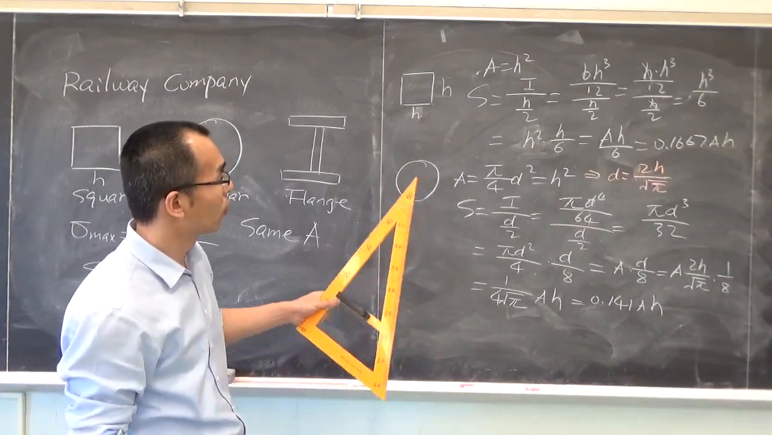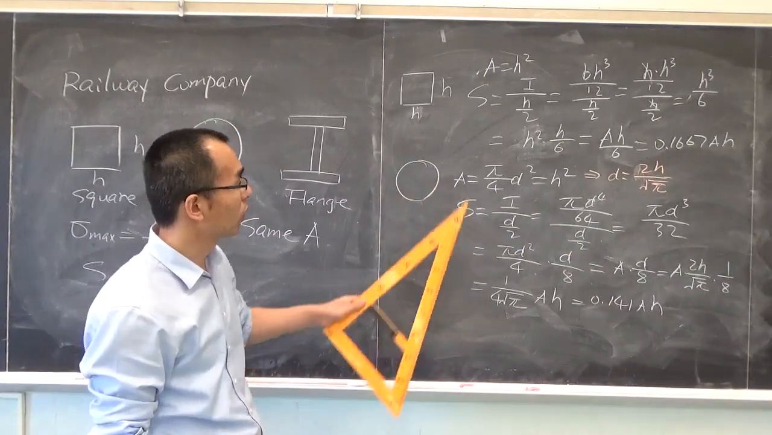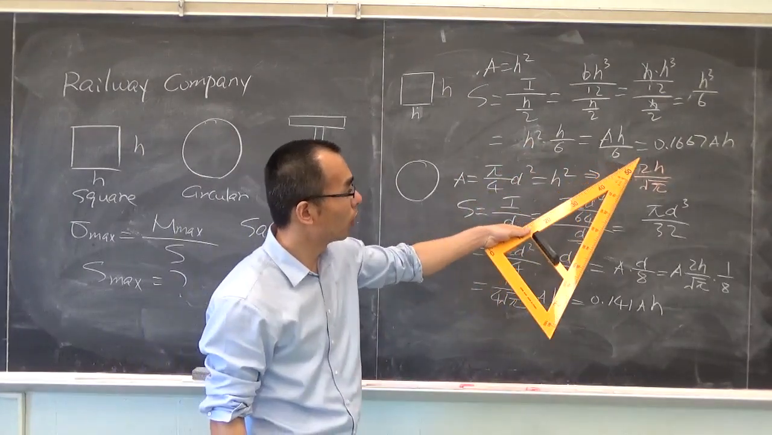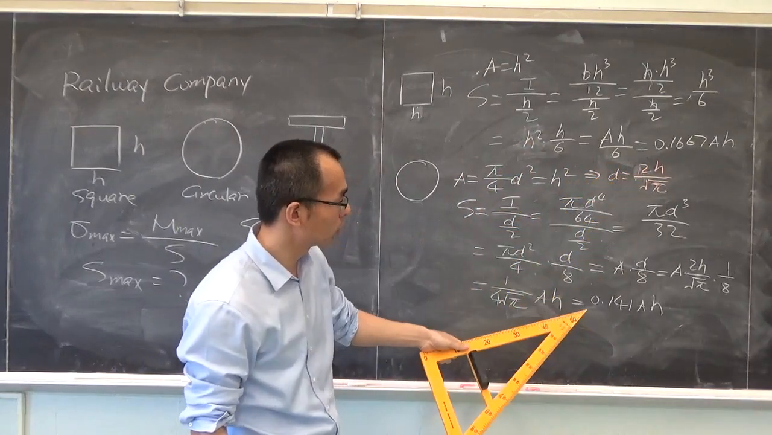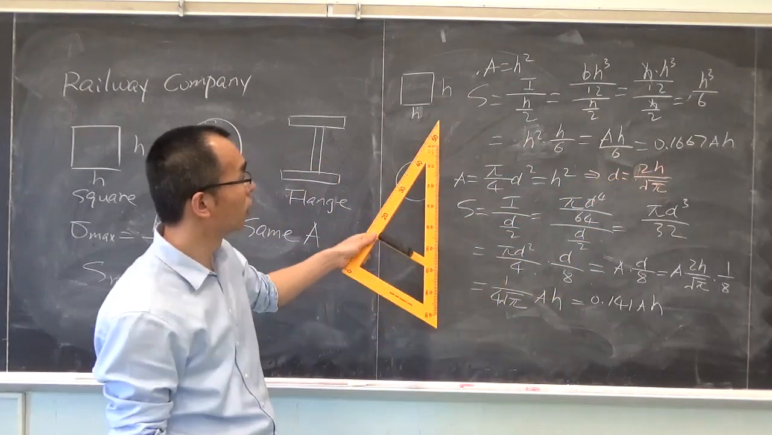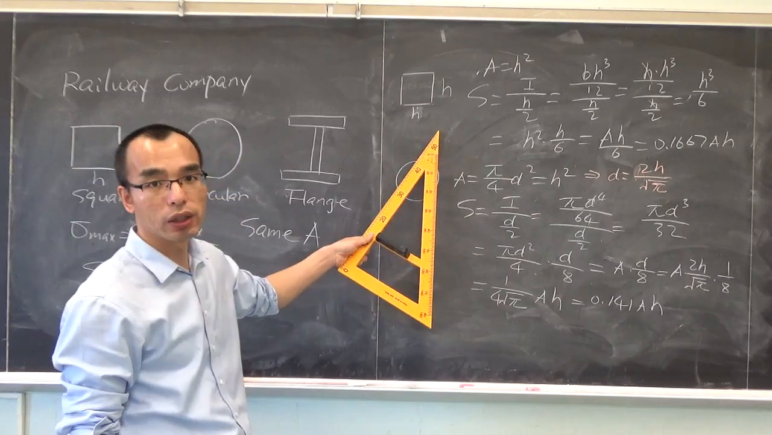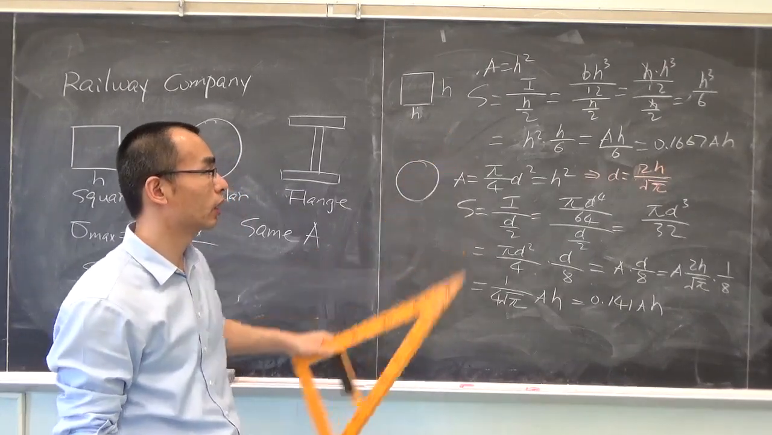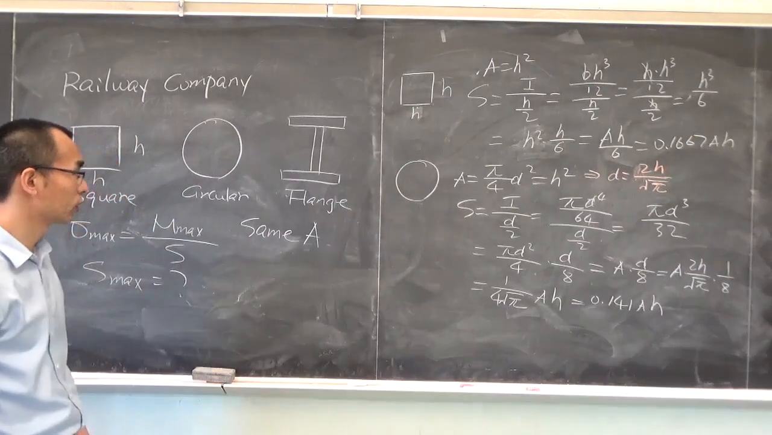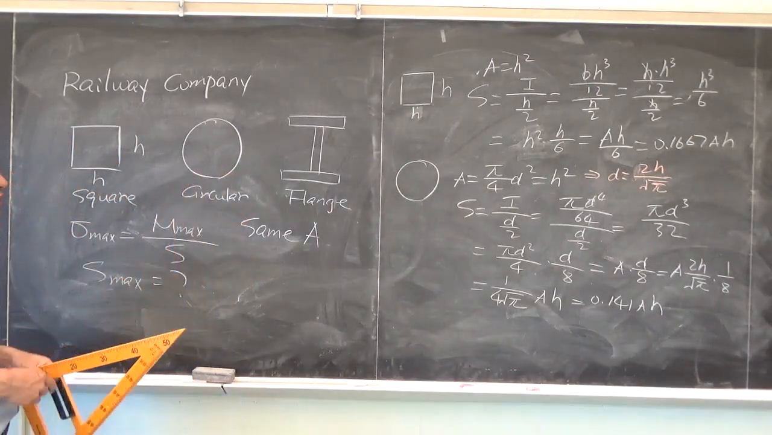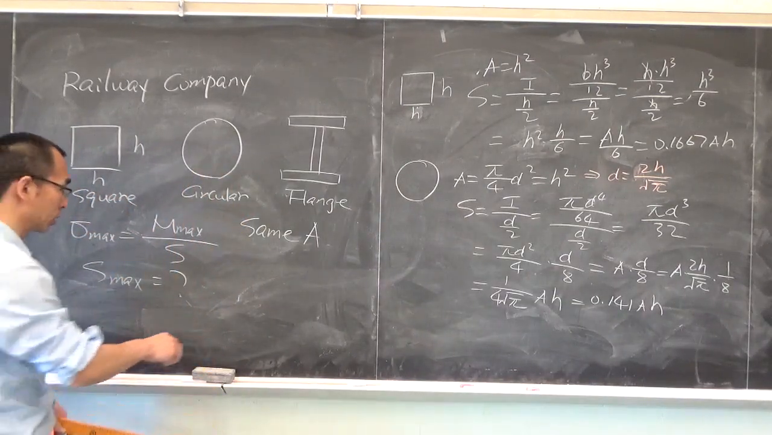So then which one is better? So this one, the sectional modulus is 0.1667 A h, this one 0.141 A h. So apparently the square design is preferred, right? Because it has a larger sectional modulus. So let's discuss the flange cross section.